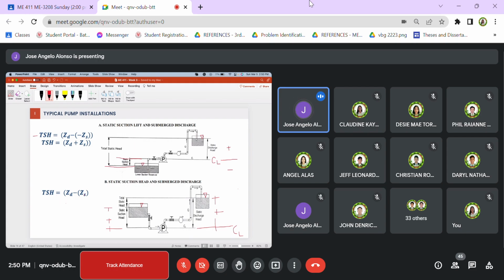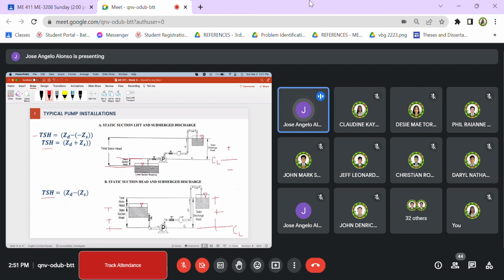So dito sa dalawa, ano palagay nyo ang mas malaking value na makukuha ng total static head? The first one or the second one? Palagay nyo mas malaki ba makukuha ng total static head on the first one? Kasi inadd natin si static suction head to the static discharge head. While sa second one, sinubtract natin si static suction head kay static discharge head. Bakit kaya ganon?